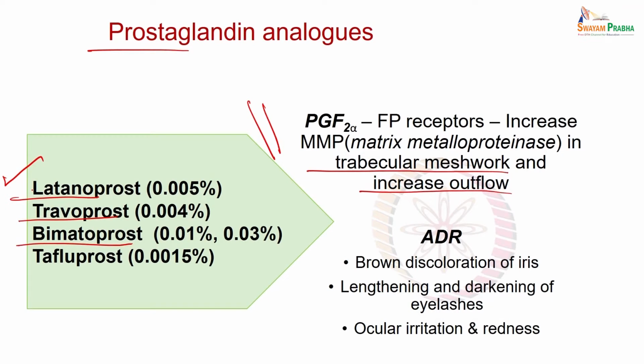The prostaglandin analogues have become the first line of treatment in many countries. Adverse drug reactions include brown discoloration of the iris, which is sometimes a cosmetic problem, lengthening and darkening of eyelashes, which is very evident sometimes, and ocular irritation and redness.